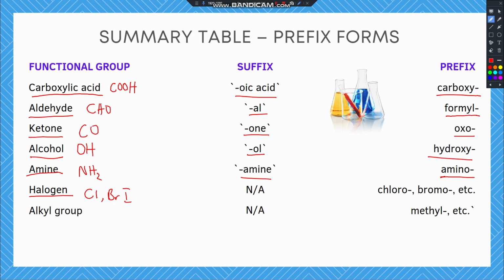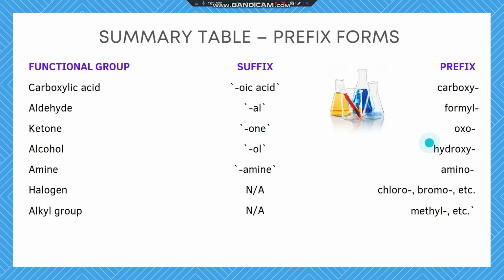Now, you do not use halogens as a suffix when naming organic compounds because they are not treated as main functional groups. Okay, they are used as prefixes. You use chloro, bromo, iodo, and so on and so forth. And then finally you have alkyl groups. This is where you have methyl, ethyl, and so on and so forth. Okay, you do not use them as suffix either. You use them as prefixes: methyl, ethyl, and so on and so forth.